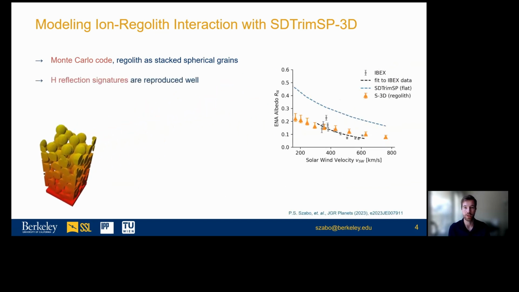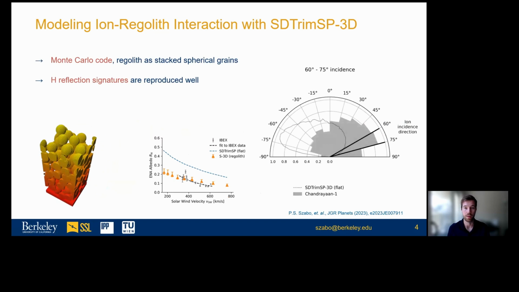Generally, the reflection signatures are then quite well reproduced with these simulations. You can see, for example, here how the orange simulation results coincide quite well with the gray observations of IBEX from the solar wind scattering, with a scattering probability, again, between 10 and 20%, like I mentioned before.